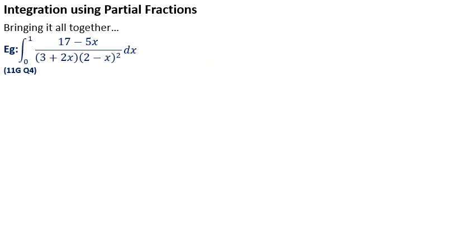Next, I want to look at another example. This one's also taken from 11G, but this is question 4. There's quite a few things going on with this one. For a start, they've asked you to integrate, and you're going to need to figure out how to do that. Secondly, when you realize you've got partial fractions involved, you can see it's not a particularly basic one because you have a repeated factor on the bottom. And thirdly, it's a definite integral, which means there are limits that you need to put into that.